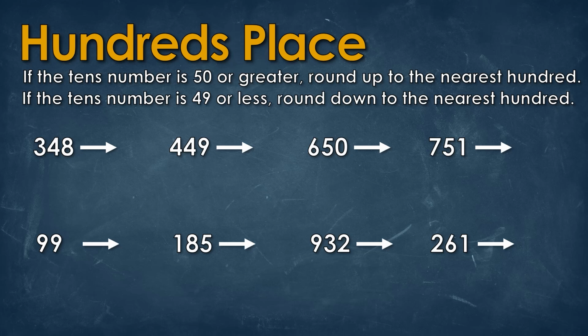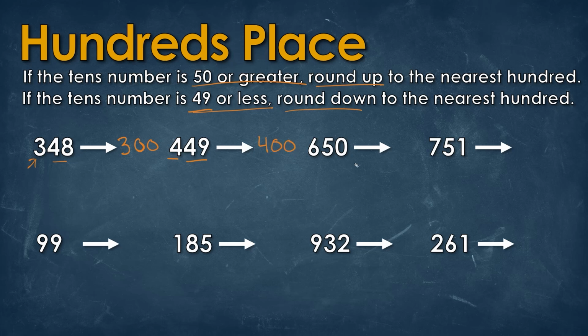Now let's do a couple more examples. We have our definition at the top: if it's 50 or greater, we round up, and if it's 49 or less, we round down. Well, 348, 48 is less than 50. It's 49 or less, so that tens number means that we're going to round down. When we round down, that just means that the hundreds place will stay the same. So the answer is 300. If we have 449, we have 49 again. So 49 is less than 50, so we will just stay the same. The hundreds place won't move. Again, we have 400, so our answer will be 400.